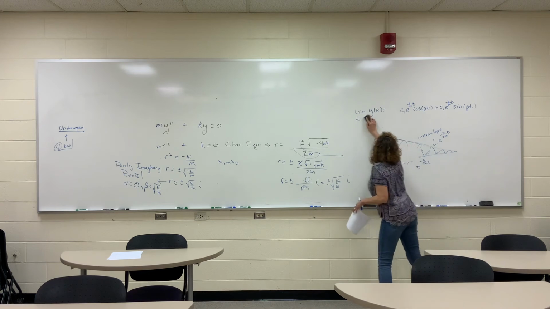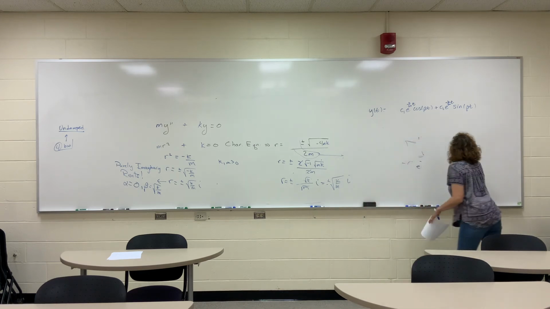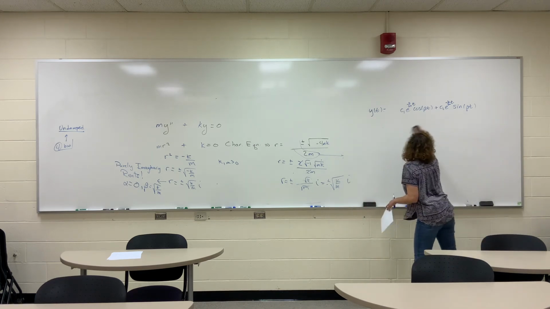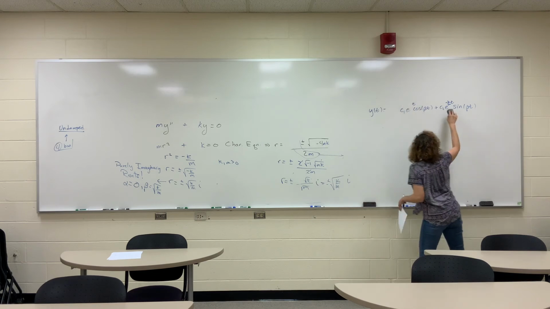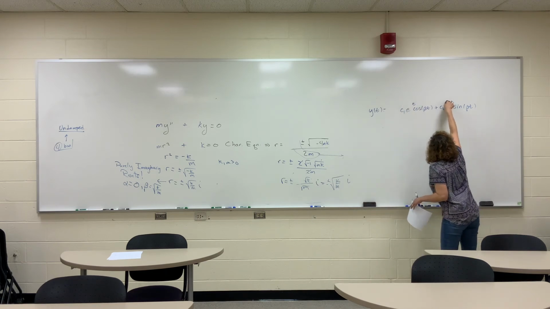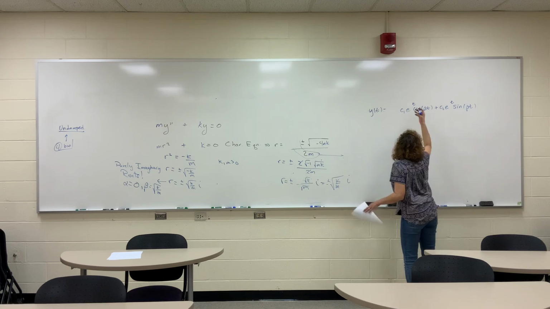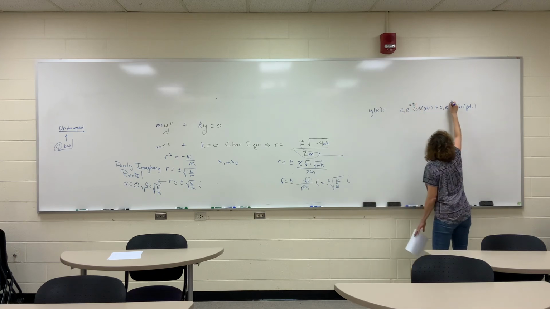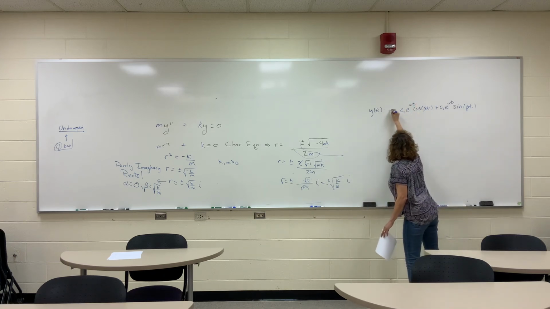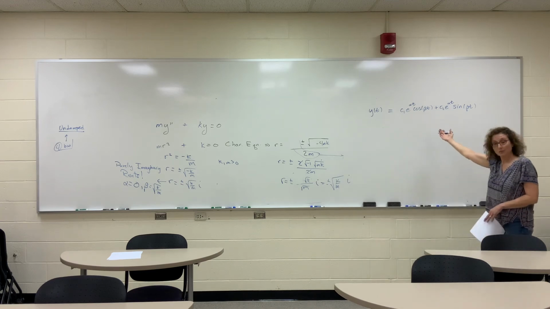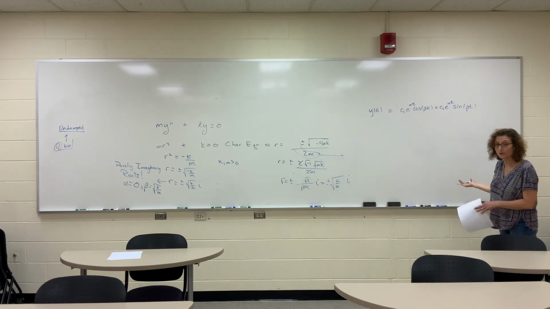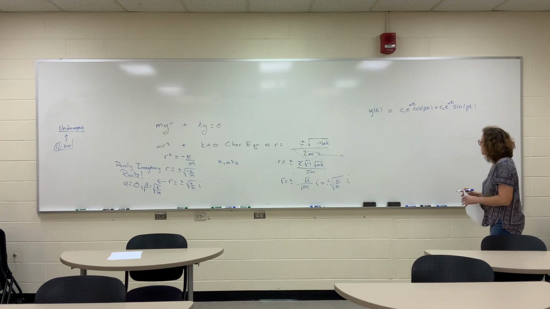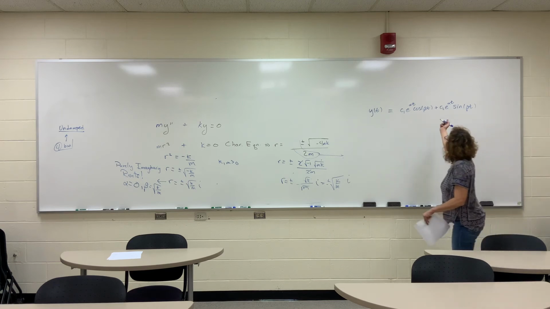So, let's erase that. I'm going to replace this guy with alpha. Right? So, here's our general solution in any case of complex conjugate roots. Those are still complex conjugate roots, right? But they're purely imaginary, so this is the general solution.